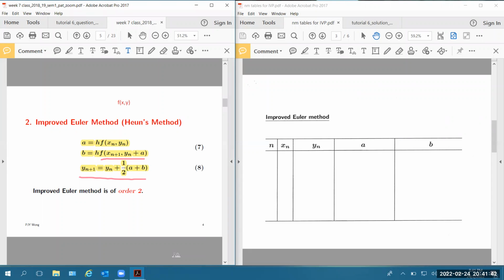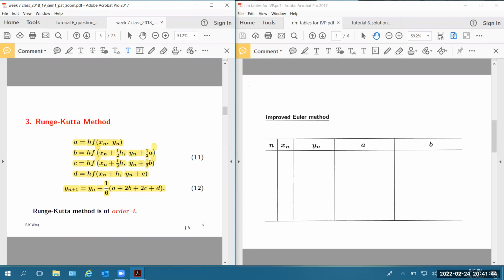And then we have the next method. This is our third method. This is the most accurate one. Of course, accuracy comes with a price. You want simple, then not so accurate.